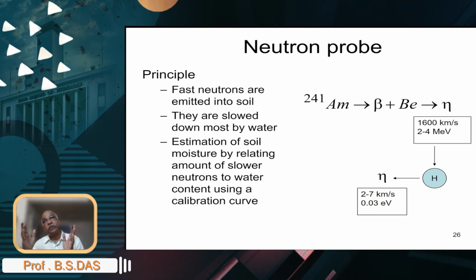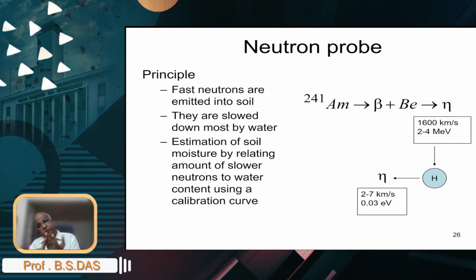So that's the principle. Indirectly, you are looking at how many fast neutrons you have released, and how many of them thermalized because of how many hydrogen atoms you have. So that's how it is. It is an indirect method.